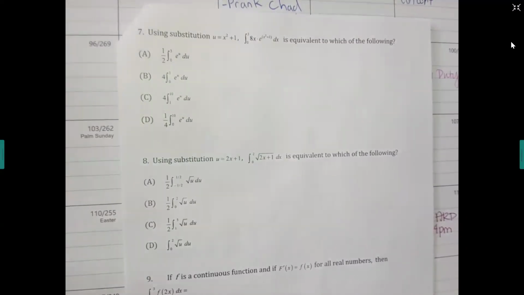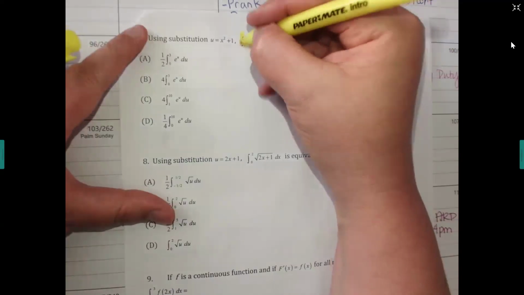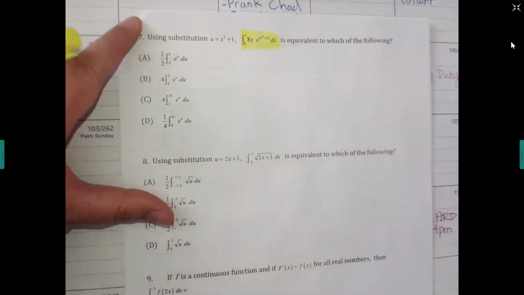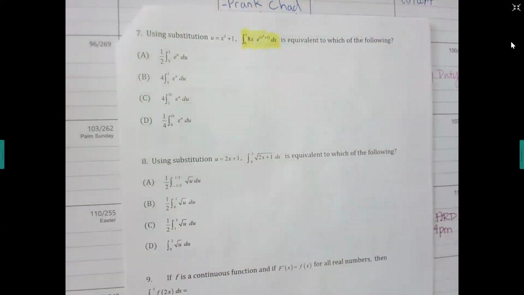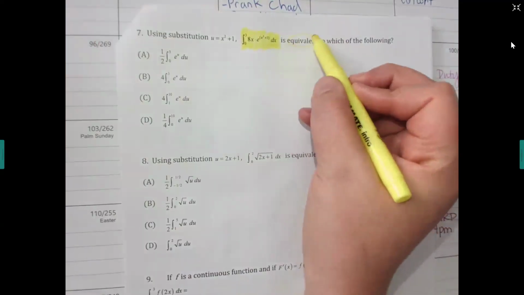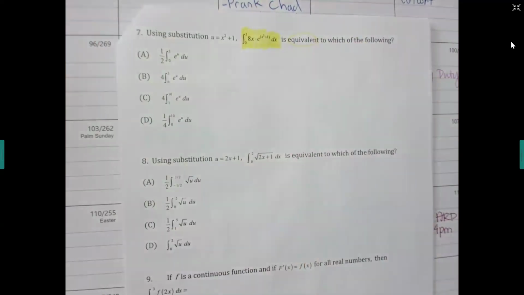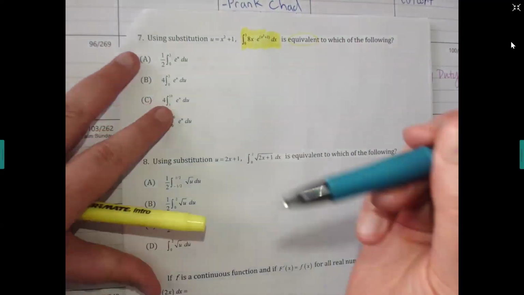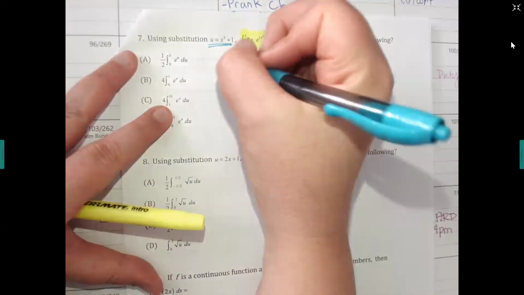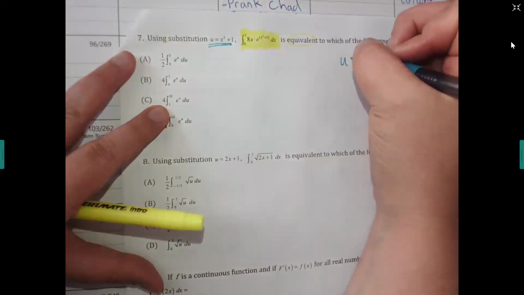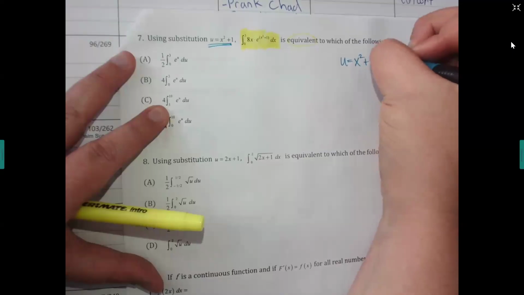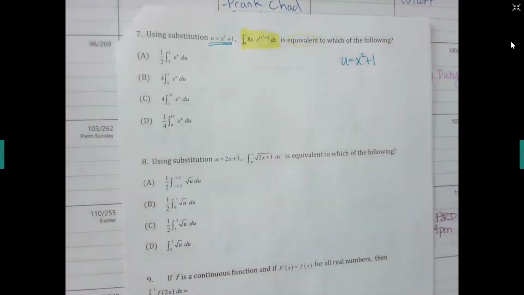Okay, take a look at it. You have an integral right here. And they're asking you which of these integrals is equivalent. So what you basically need to do is use substitution and then see which of these is the same. So give it a shot. They're even telling you what to pick as your u. So I know my u needs to be x squared plus 1. Then go through your steps and see if you can pick which one of these is the same.